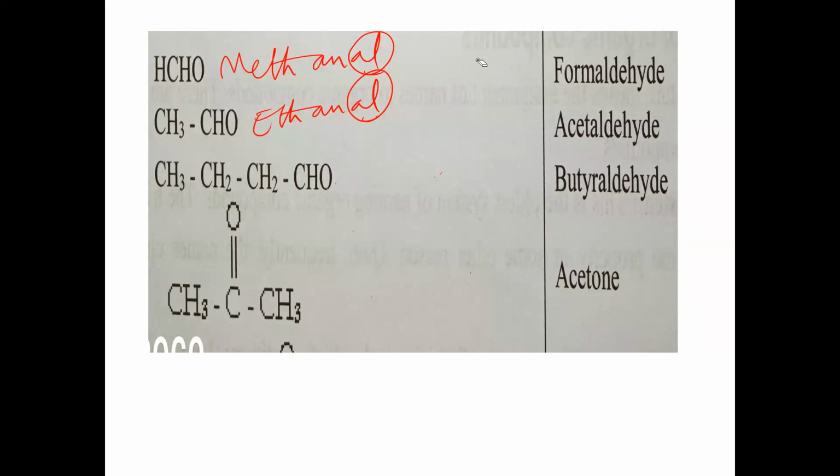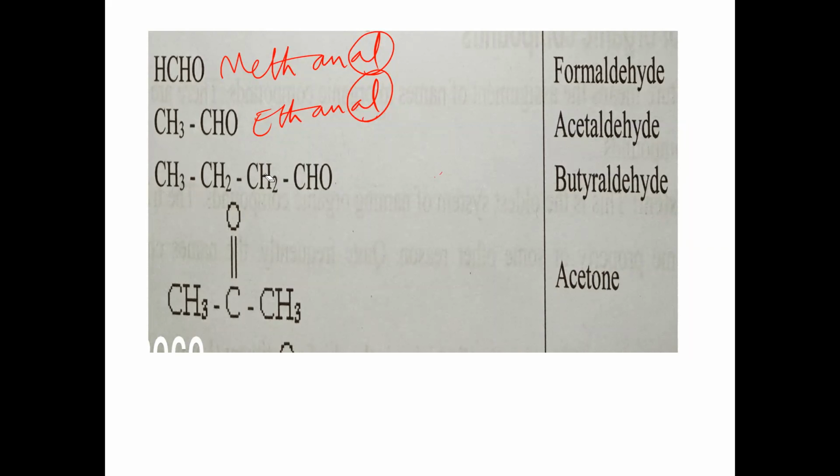So in the morning class, we discussed the common name and IUPAC name of these first two compounds. Methanal is the IUPAC name and its common name is formaldehyde. Ethanal is the IUPAC name and its common name is acetaldehyde. Next, one more compound is given here.